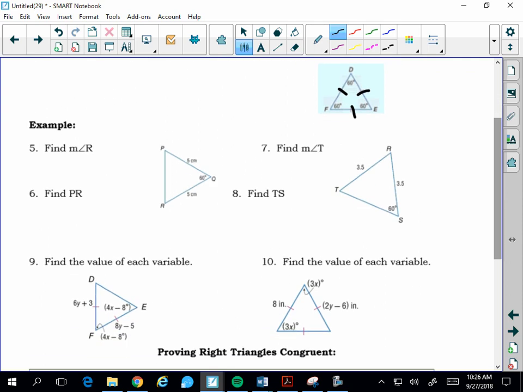So in this case, if I look at these examples, number 5, it says, find the measure of angle R. So angle R is right here.